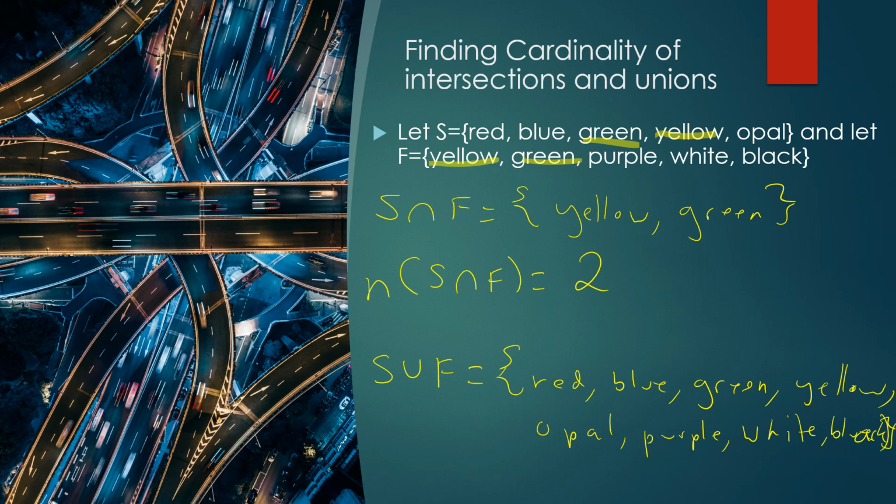Okay. When we look at the cardinality of the union, again, we just look at how many elements are in the set. 1, 2, 3, 4, 5, 6, 7, 8. So the cardinality of the union of S and F is 8. We'll see in the future when we talk about Venn diagrams that we can create 2 or 3 sets and look at these intersections and unions and the cardinalities of all those.